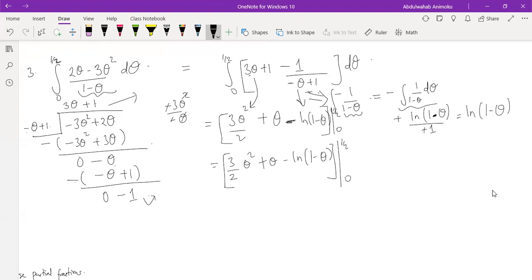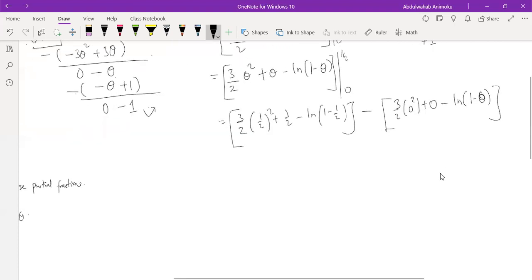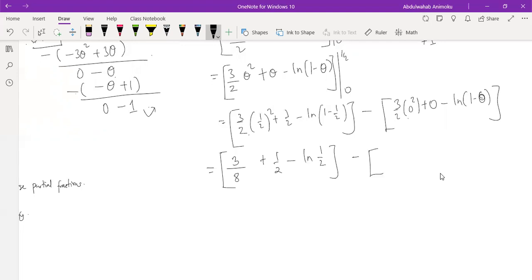All right, good. Now, at theta equal to 1 over 2, what do we have? We have 3 over 2 times 1 over 2 squared plus 1 over 2 minus ln 1 minus 1 over 2. Then at theta equal to 0, this is 3 over 2 times 0 squared plus 0 minus ln 1 minus 0. Okay. Now, what does this one give us? This is 3 over 2 times 1 over 4. That's 3 over 8 plus 1 over 2 minus ln 1 over 2. Okay. This is what we have here. On this other side, we have 0 plus 0, 0. So we have minus ln 1.